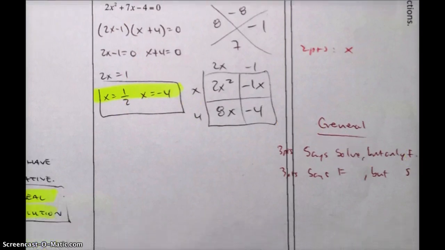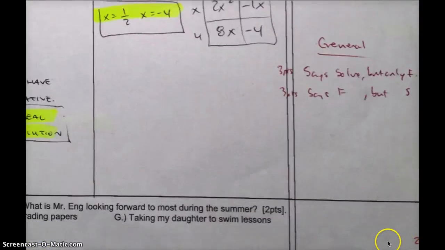If you factored and didn't solve, I gave you 3 out of 4.